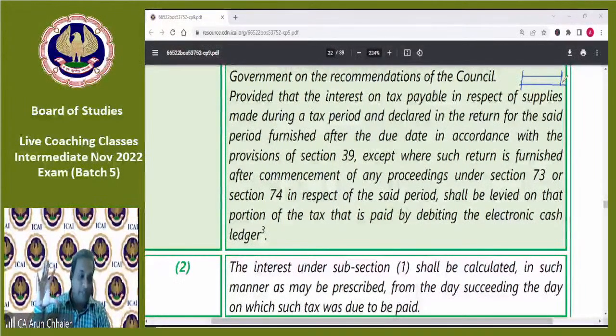Declaration is done only after the due date. Again, in the same tax period or subsequent tax period.